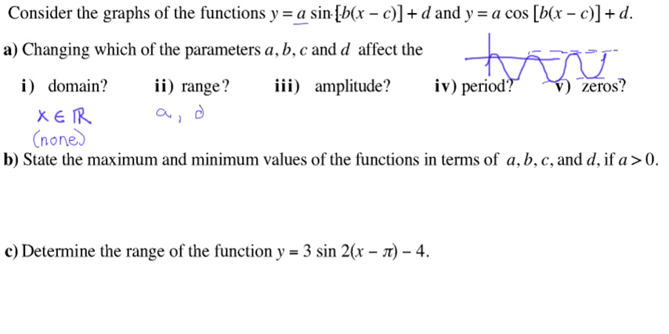The amplitude is all about A. The amplitude is the measure from the midline of your curve to either the tops of the peaks or the bottoms of the valleys. That's always A. The period, you remember, is 2 pi divided by B. So B is the only parameter that does anything to the period.